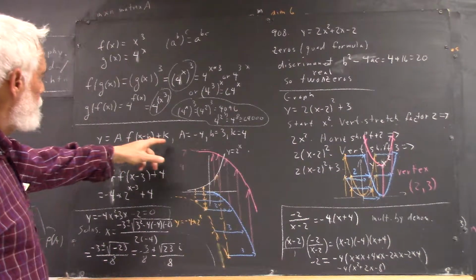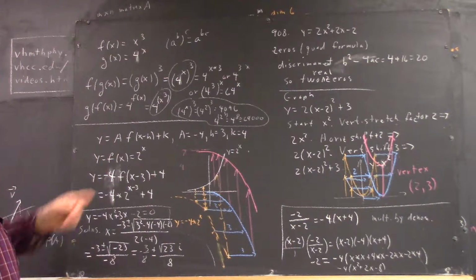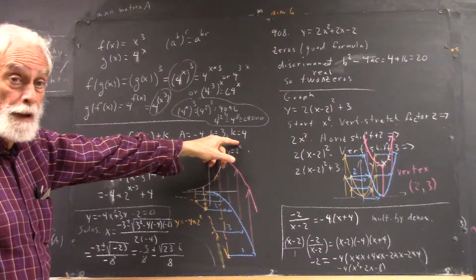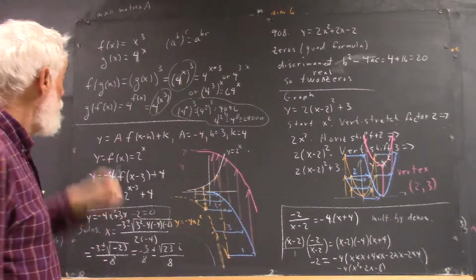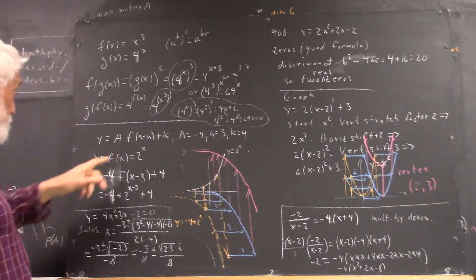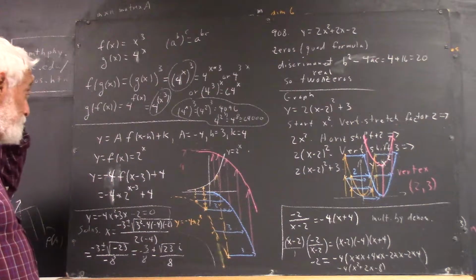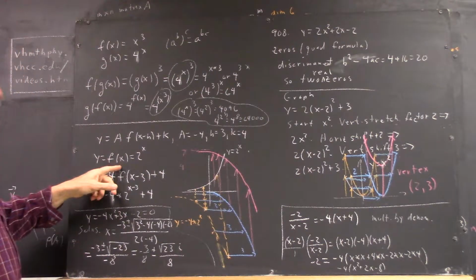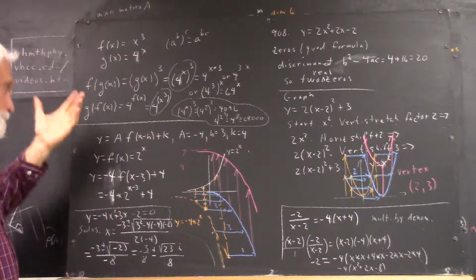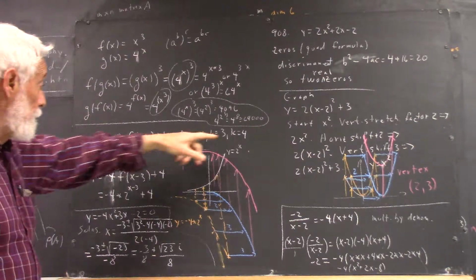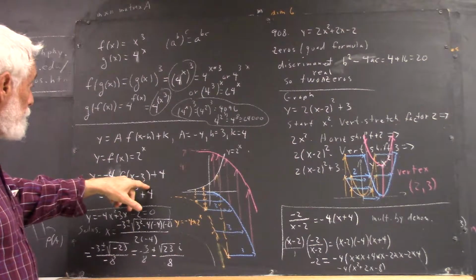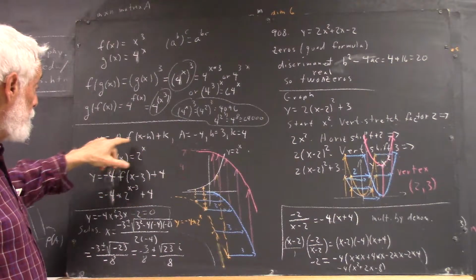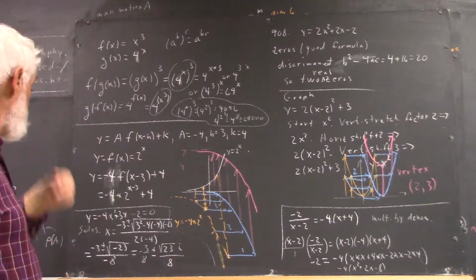a times f of x minus h plus k for a equals negative 4, h equals 3, k equals 4. What function do we get and how do we graph it? Well, plug in, for the function y equals f of x equals 2 to the x. So plug in these values, we get negative 4 times f of x minus 3 plus 4, just plugging in negative 4, 3, and 4.